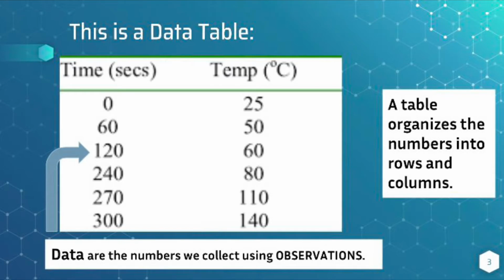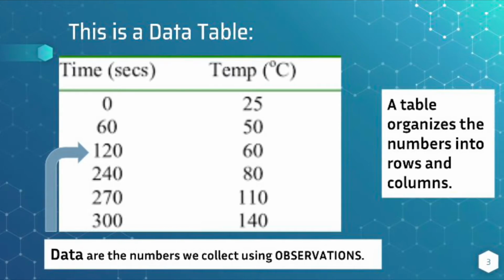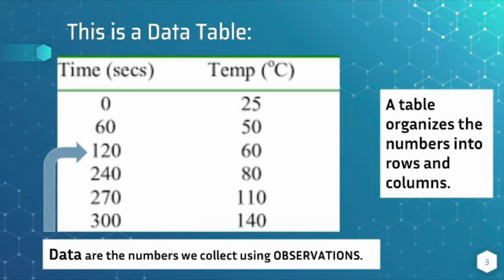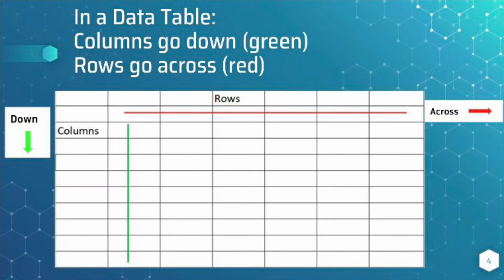This is a data table. What is data? Data are the numbers we collect using observations. In this data table, you see time and temperature. A table organizes the numbers into rows and columns.